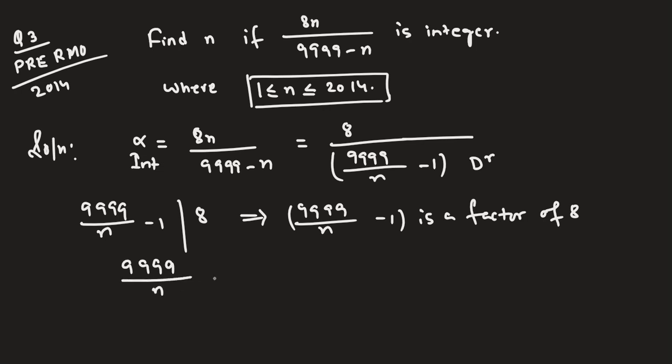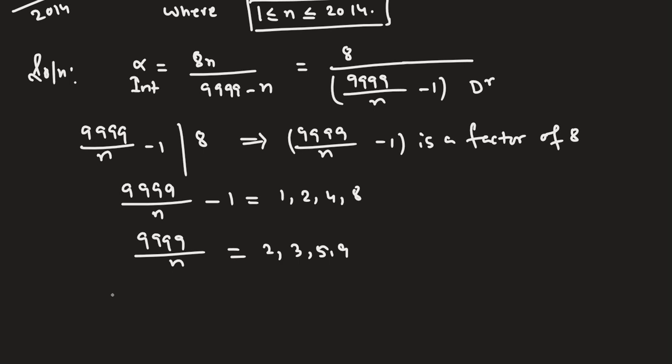So now 9999 by n minus 1 should be plus 1, because 8 divided by 1 is 1. If you take 2, no problem. If you take 4, or you can take 8. So 9999 by n is equal to 1 plus 1 is 2, 2 plus 1 is 3, 4 plus 1 is 5, 8 plus 1 is 9. So 2n equal to 9999. So n we can write as 9999 by 2. Dividing by 3 you have 3 3 3 3. Dividing by 5 you have 1 2 3 4 by 5. Dividing by 9 you have 1 2 3 4.